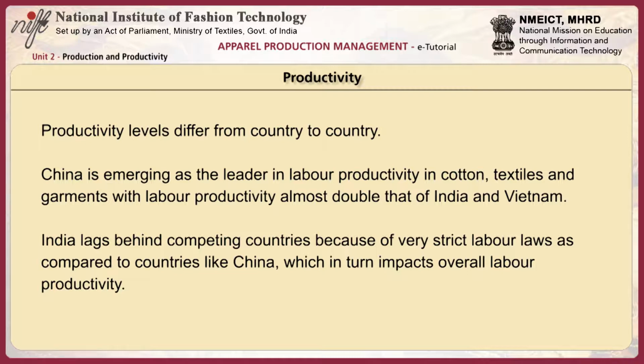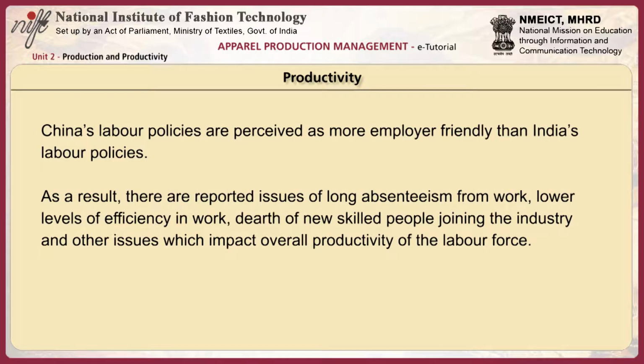Productivity level differs from country to country. China is emerging as the leader in labor productivity in cotton, textiles and garments, with labor productivity almost double that of India and Vietnam. India lags behind the competing countries because of very strict labor laws as compared to countries like China, which in turn impacts overall labor productivity. China's labor policies are perceived as more employer friendly than India's labor policies.